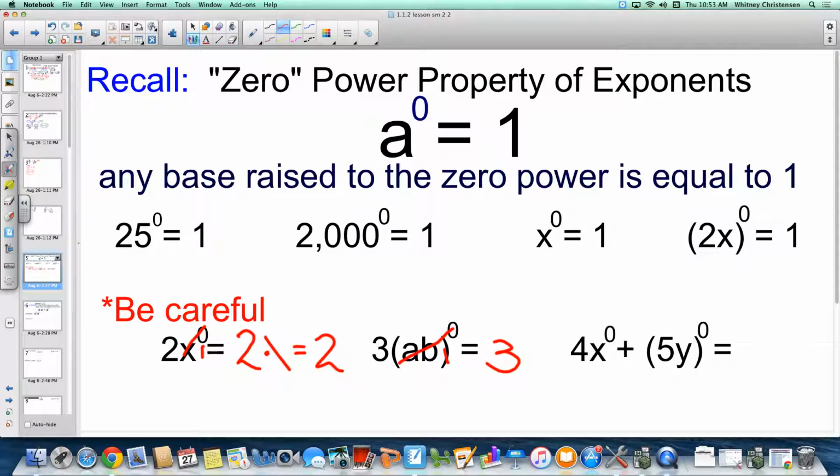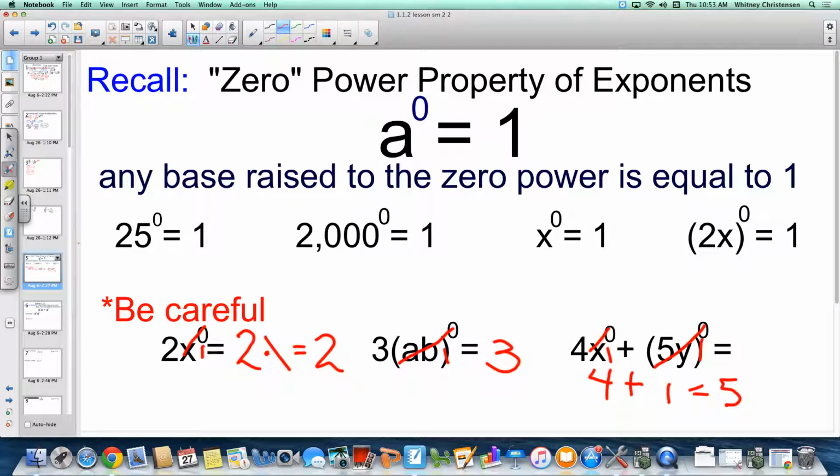Next one. It looks a little bit scary, but we're not scared. 4 times x to the 0 plus 5y to the 0. What does this become? 4 times 1. Good. So this becomes 1 right there. So 4 times 1 is 4 plus. What is it? Anything to the 0 power is equal to 1, so that whole thing became 1. So we have plus 1, so our final answer would have been 5. Is that a good review from yesterday?